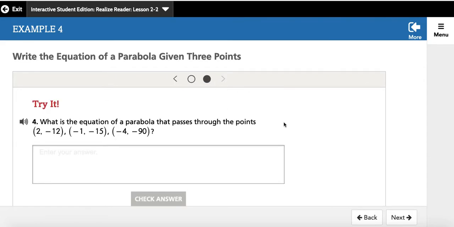Here's one for us to try. Find an equation of the parabola that passes through these 3 points. I'll show you my work. If you want, click pause, try it on your own first, and then see how I did.